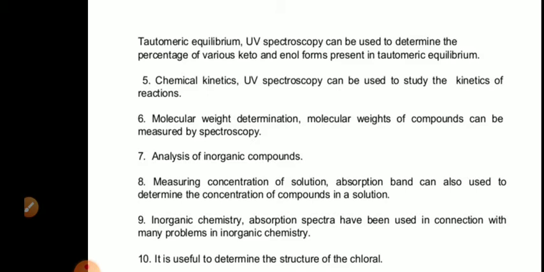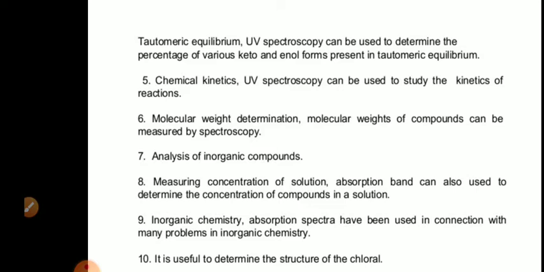For example, as I told you, carbon disulfide impurity in carbon tetrachloride can be determined by measuring the absorbance at 318 nanometer. At 318 nanometer, only carbon disulfide will absorb. Benzene impurity in absolute alcohol can be detected by measuring the absorbance at 280 nanometer. Alcohol does not absorb at 280 nanometer. Then molecular weight determination. A UV visible spectrophotometer can also be used for determination of molecular weight of a compound. Again, that depends upon absorption spectra.